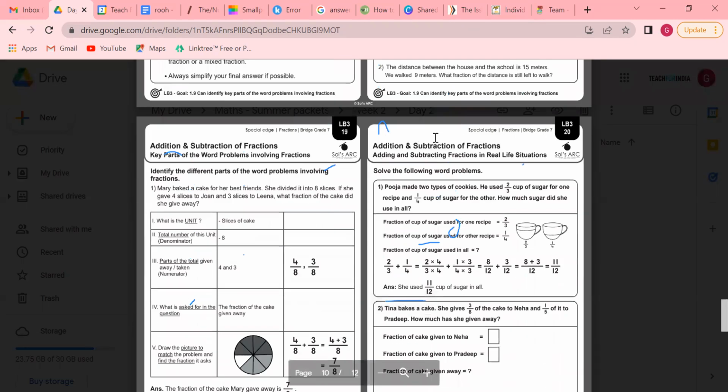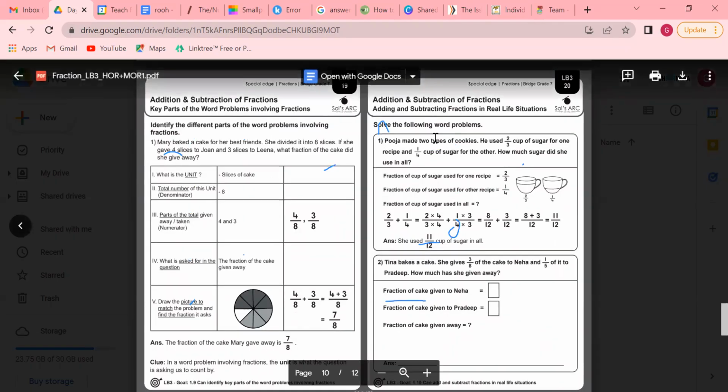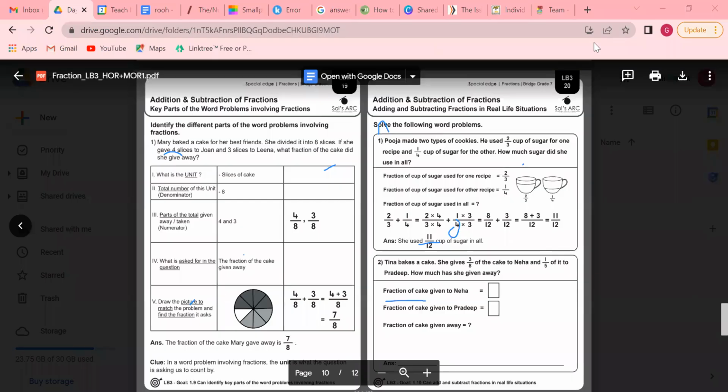Now let us come to the unit problems. Okay, now this is the word problems for addition and subtraction. So if you see here, Pooja made 2 types of cookies. She used 2/3 of cup for one recipe and 1/4 of cup of sugar for other. How much sugar did she use for all? So first of all, you have to write: for one recipe she used 2/3, for another 1/4. So you have to add 2/3 plus 1/4 because you have to add the total.